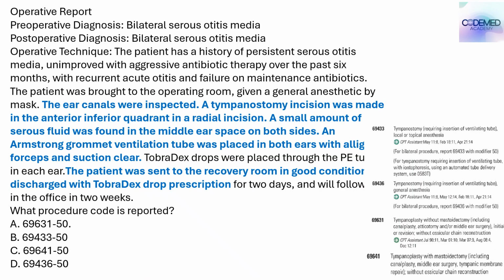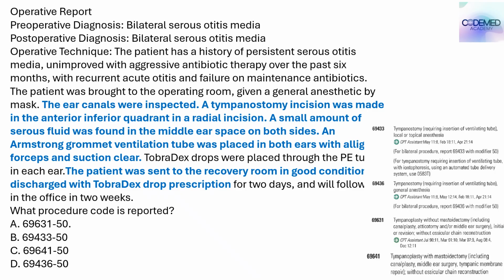This is the operative report. Remember, now you get an operative report. This is where the preoperative diagnosis is bilateral serous otitis media, and the postoperative diagnosis remains the same. Whenever you have an operative report, most of your time goes in reading. So what you need to read is the operative technique, because there you will get a lot of information about the procedure. The patient has a history of persistent serous otitis media, unimproved with aggressive antibiotic therapy over the past 6 months, with recurrent acute otitis and failure on maintenance antibiotic.